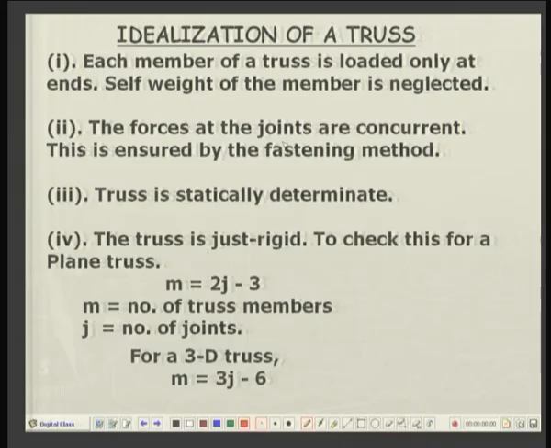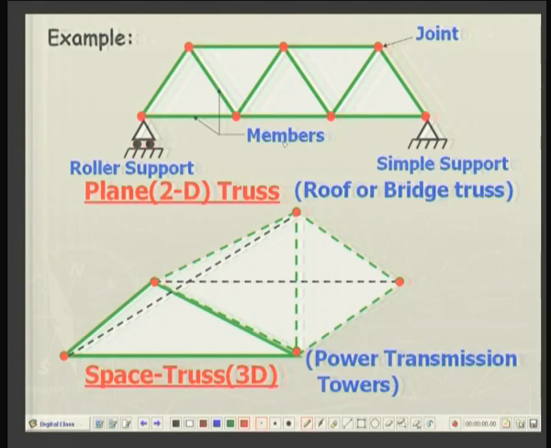Let us go back to our example. Here is a 2-dimensional or a plane truss. Now let us count the number of joints: 1, 2, 3, 4, 5, 6, 7. So 7 joints, it means the number of members should be 2j minus 3, 14 minus 3, 11. If you count them: 1, 2, 3, 4, 5, 6, 7, 8, 9, 10, 11. So it is just rigid. Similarly, you can make a simple calculation for a 3-dimensional truss.